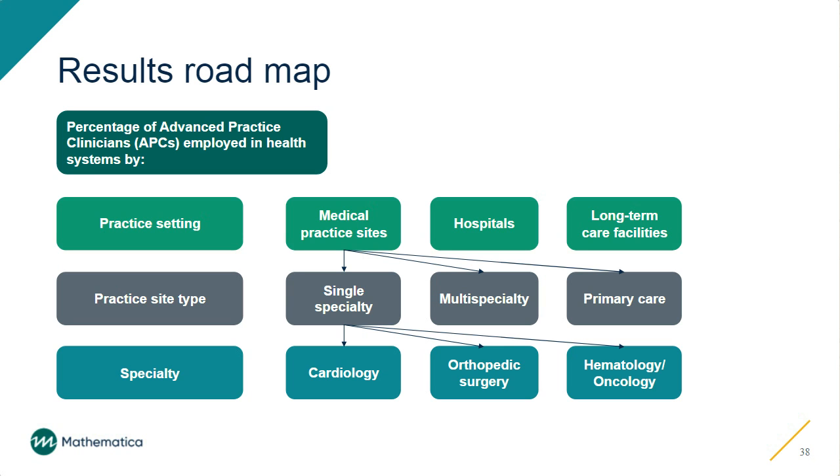Then we're going to drill down among medical practice sites to look at the medical practice site type, defined by the specialty of the physician in the site. That means looking at the extent of NP and PA employment in single specialty practices, multi-specialty practices, and primary care practices. Finally, we're going to drill down one more level to look at the employment of NPs and PAs in systems in single specialty practices by specialty. Those include specialties like cardiology, orthopedic surgery, and hem-onc, among others.